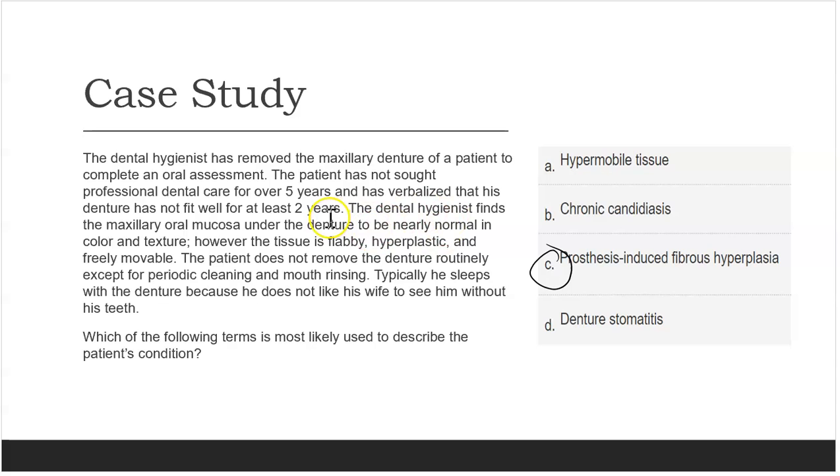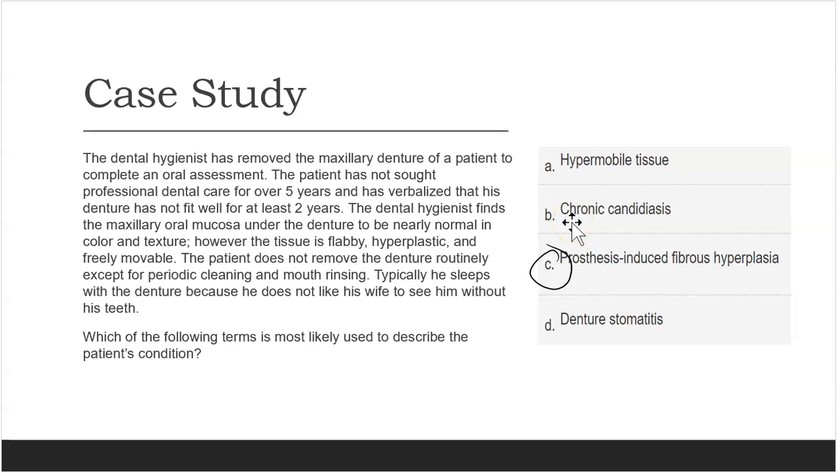Hyperplastic basically means, hyper means more, so you have more tissue. That's what he had, and that tissue is movable, especially over the edentulous ridges, over the ridge. Hypermobile tissue is a sign of prosthesis-induced fibrous hyperplasia. So the other option is not the best answer. This is a better answer compared to that.